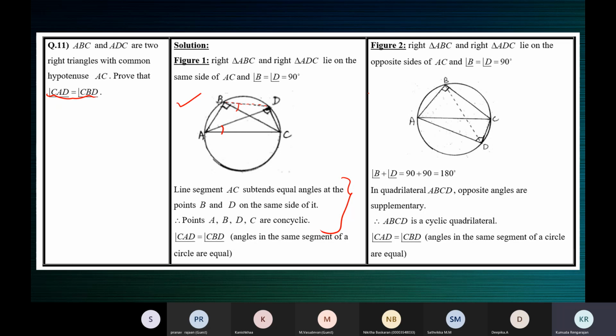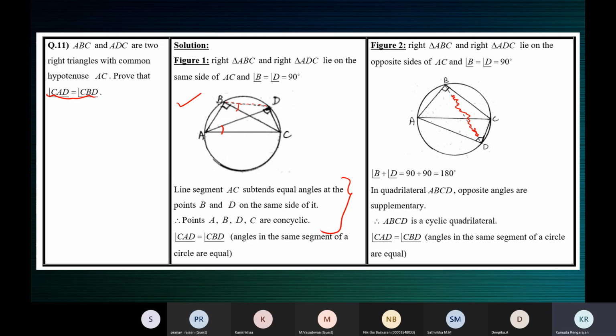In the second figure, ignore this, we join it later. See the figure without that dotted line BD. Here ABC and ADC lie on the opposite sides of AC. How is it that you can draw a circle passing through the vertices? Because opposite angles are supplementary. In the quadrilateral ABCD, opposite angles are supplementary. B plus D is 180. That means it's a cyclic quadrilateral.